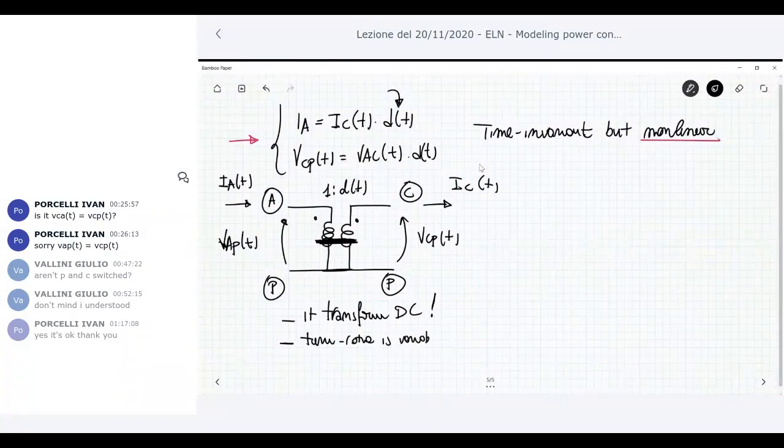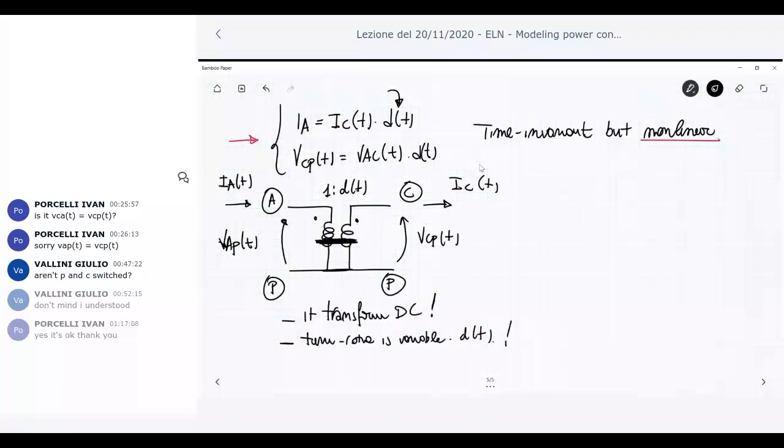It varies with time. It is a duty cycle. Okay, but anyway, why not? We can use it in, say, modeling our circuit. Of course, it's not linear, because the duty cycle and the turn ratio of this transformer is something that can be varied.